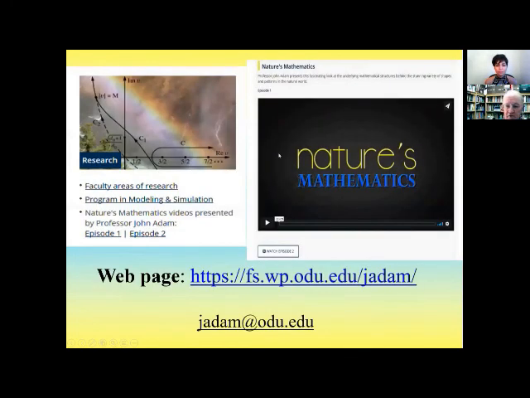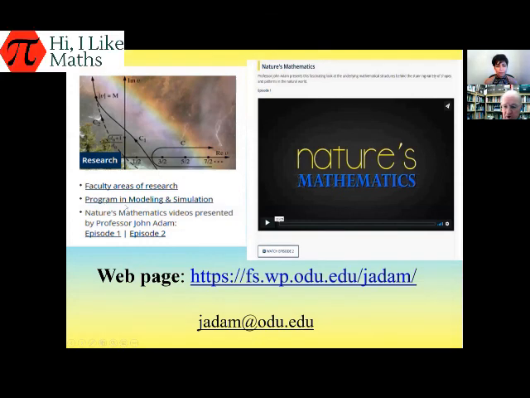If you go to the Old Dominion University web page, odu.edu, which is also part of my email address, that would get you to the university web page, and you can find the mathematics department. They've got the links to those two episodes there, and this is what the screen would look like when you get to that point. They're each about 12 minutes.